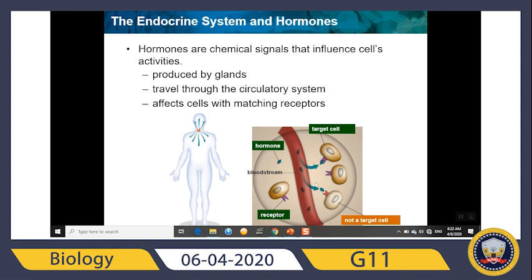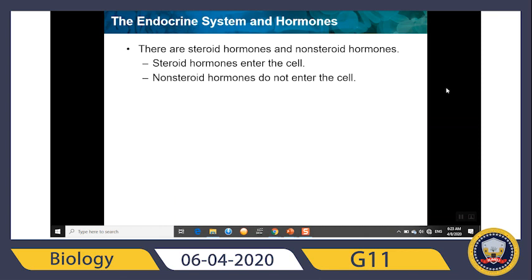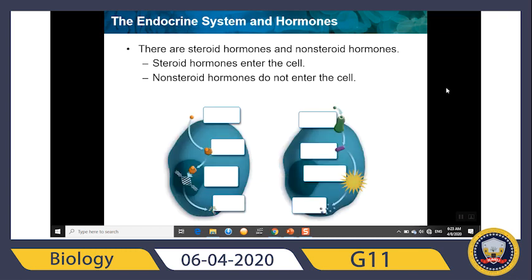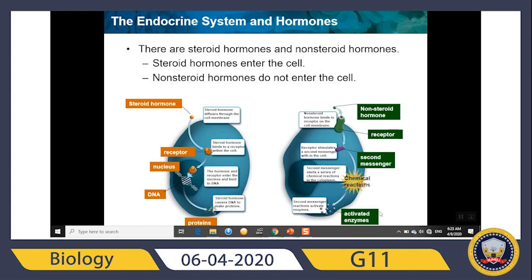So, as explained, this is the hormone, this is the specific receptor, and this is the target cell, and this is how it binds. So this is a non-target cell. You notice a different receptor on this cell. Now, there are steroid hormones and non-steroid hormones. Steroid hormones enter the cell, while non-steroid hormones do not enter the cell, as in the comparison we explained in the figure earlier.